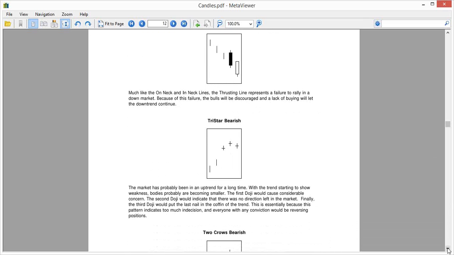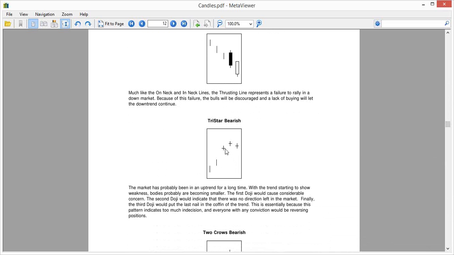Tri-star bearish. The market has probably been in an uptrend for a long time, with the trend starting to show weakness. The bodies probably are becoming smaller. The first doji would cause considerable concern. The second doji would indicate that there was no direction left in the market. Finally, the third doji would put the last nail in the coffin of the trend. This is essentially because the pattern indicates too much indecision, where everybody with any conviction would be reversing positions.